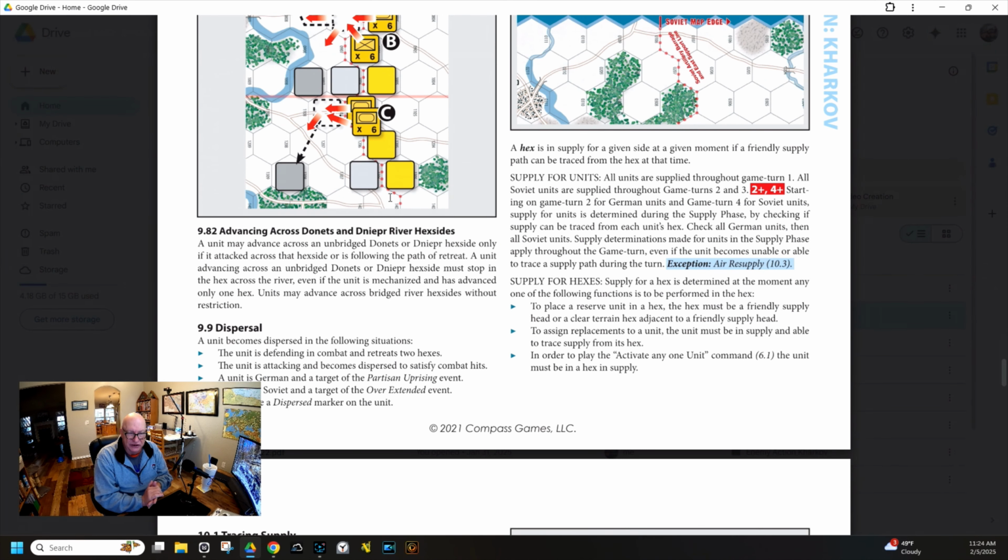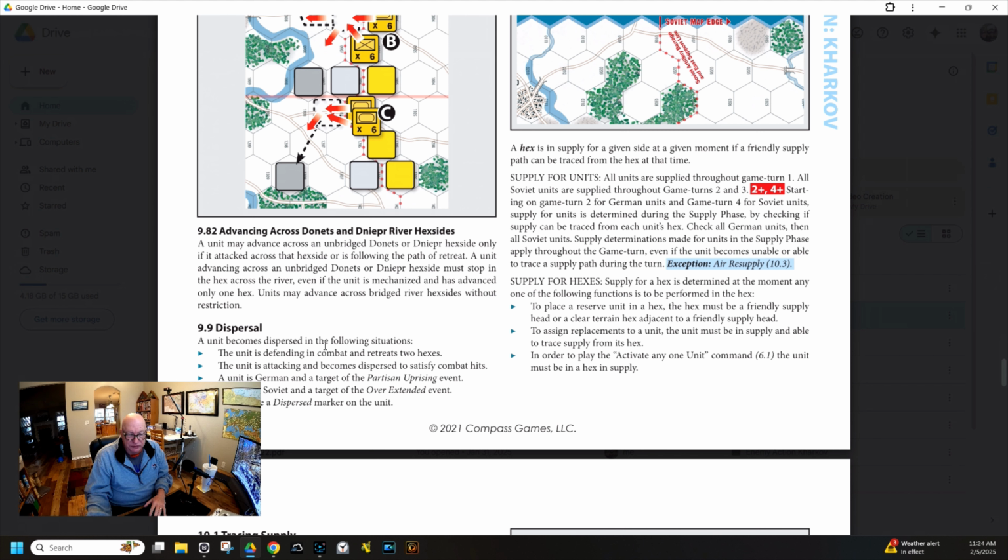Advancing across the Donets and the Dnieper river hex sides: a unit may advance across an unbridged Donets or Dnieper hex side only if the attack was across that hex side or it is following the path of retreat. A unit advancing across an unbridged Donets or Dnieper hex side must stop in the hex across the river, even if the unit is mechanized and has advanced only one hex.